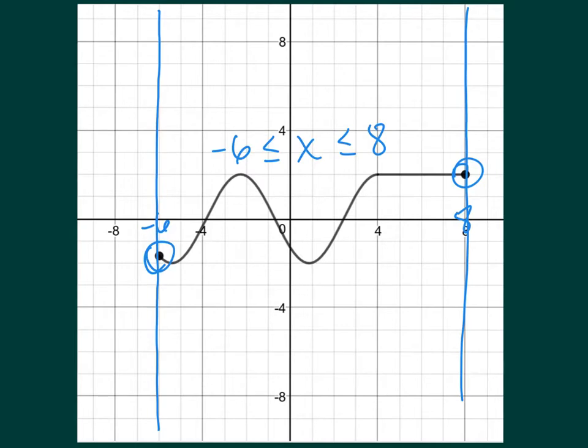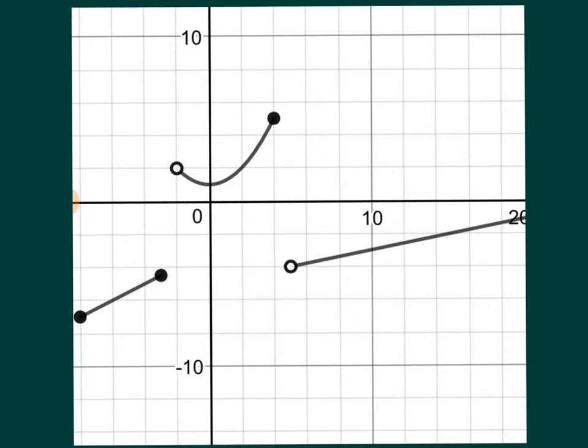And notice this is continuous. As we start from the left, this is continuous all the way through, no gaps, anything like that we need to concern ourselves with. On this next one, this is a little bit trickier because we have 3 different sections here.